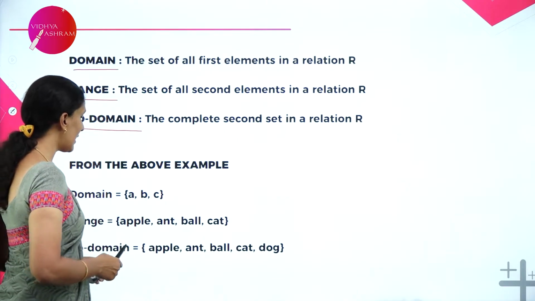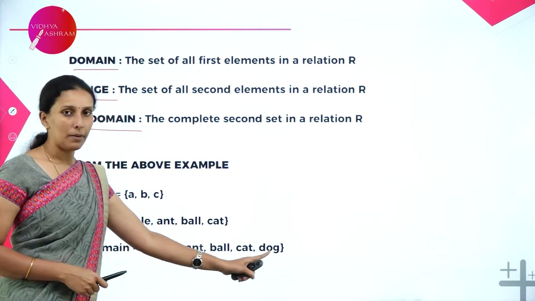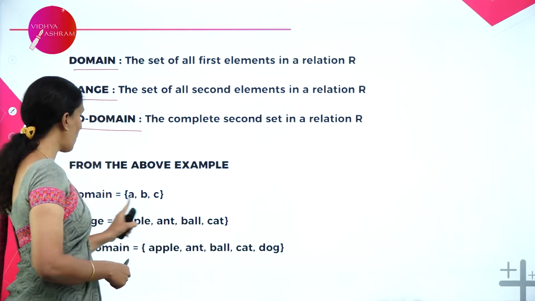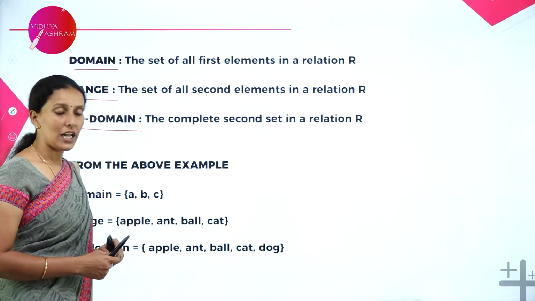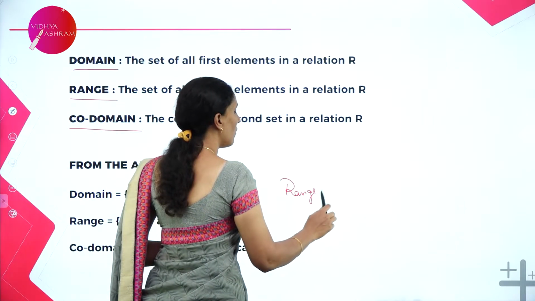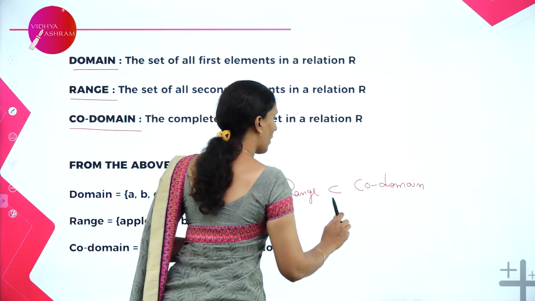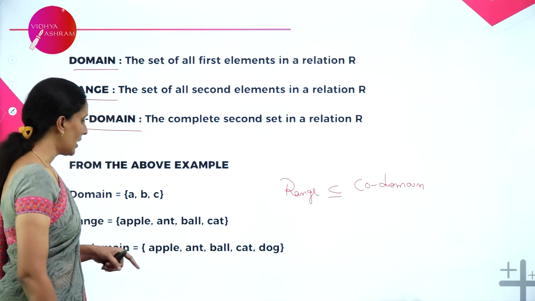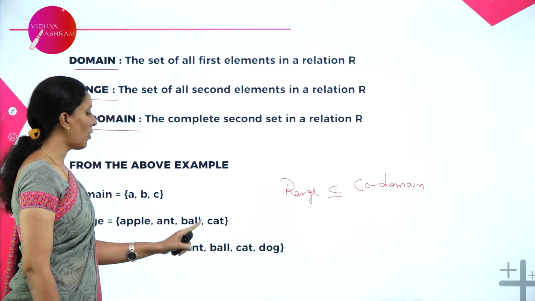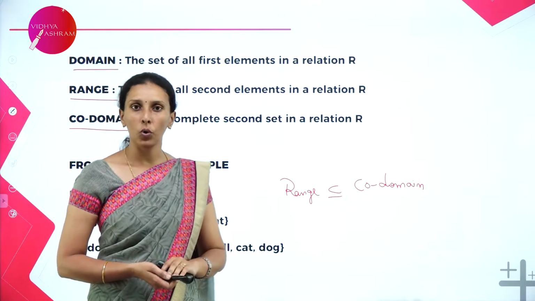So, you can clearly see set B contains apple, ant, ball, cat, dog. So, therefore, your codomain is the complete second set. Your range is the elements in the second set which are in the relation. Your domain is the first elements which are inside the relation set. And also, you should observe that range is always a subset of codomain. Sometimes it is also equal to codomain. So that's why we write range is a subset of codomain. See here, the codomain set is apple, ant, ball, cat, dog. Range is apple, ant, ball, cat. So therefore, range is a subset of codomain here. Sometimes it might be equal to codomain also.